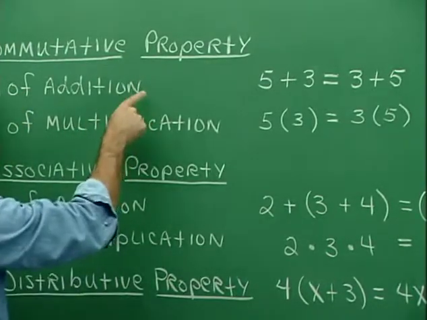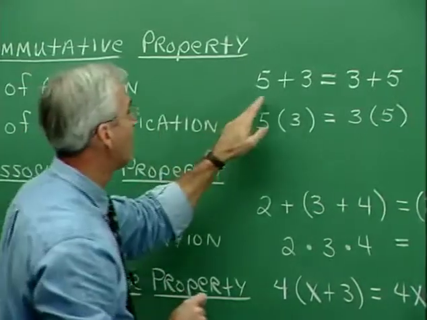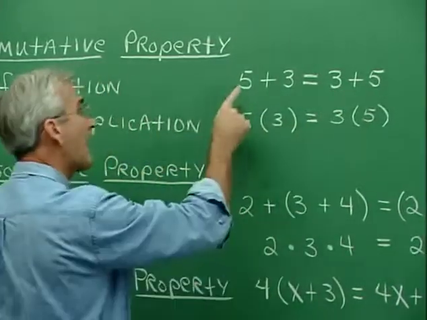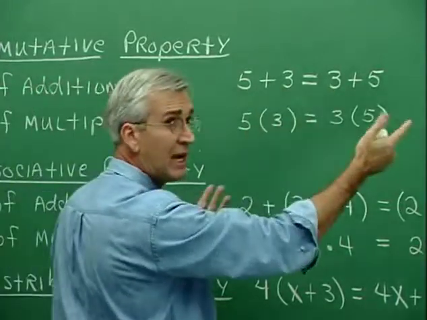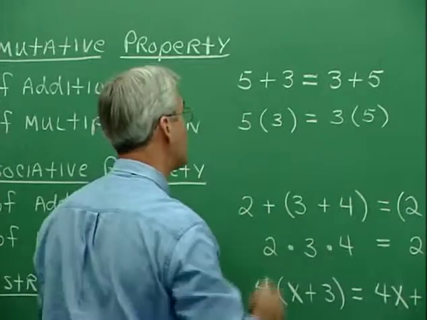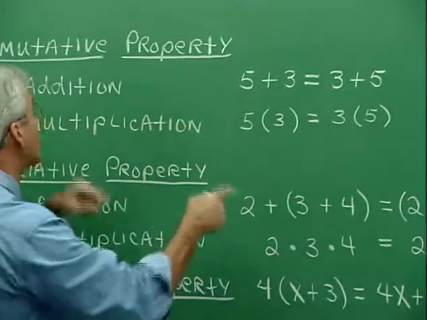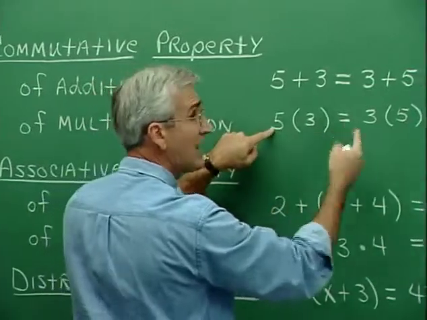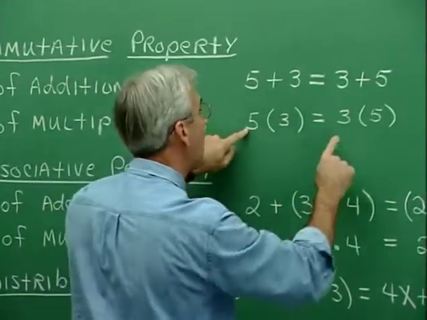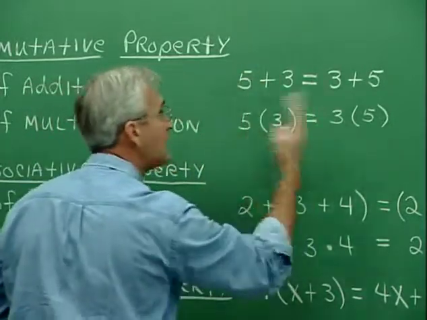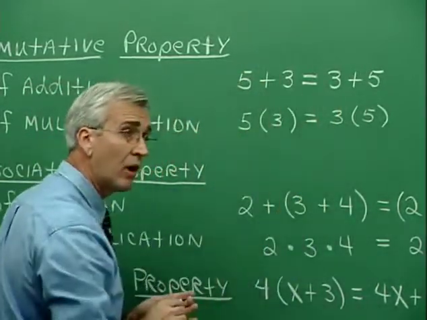The commutative property of addition is illustrated by 5 plus 3 is equal to 3 plus 5. Or more generally, I could say A plus B is equal to B plus A. We can add numbers in either order. That's the idea. Same notion with multiplication. Commutative property of multiplication means that 5 times 3 has the same value, is the same thing as 3 times 5. Now, notice the order is the idea with the commutative property.